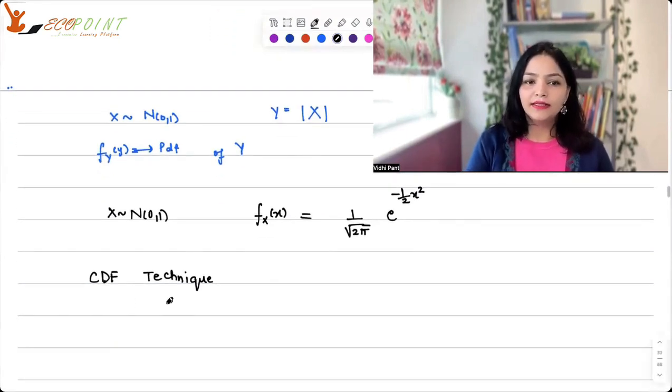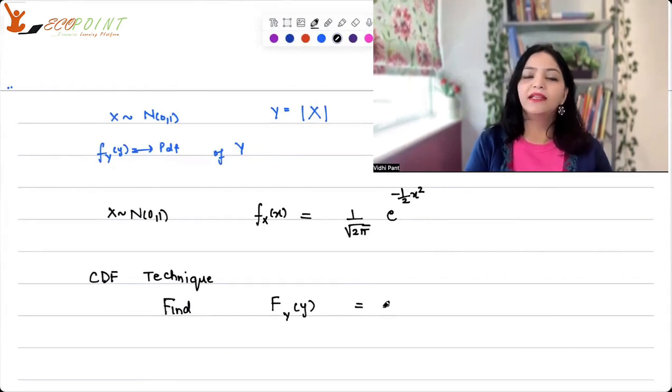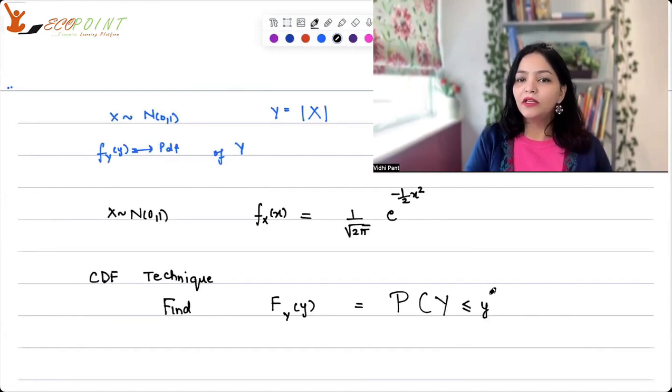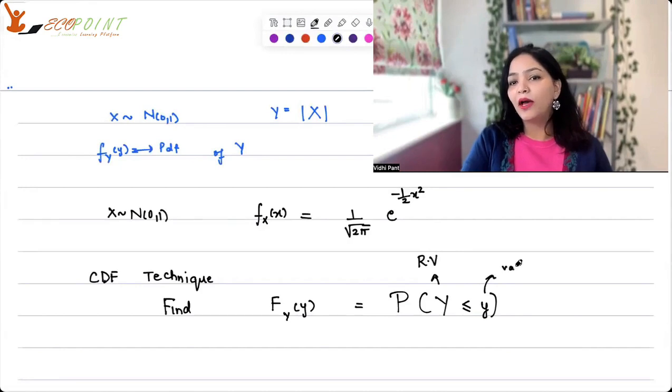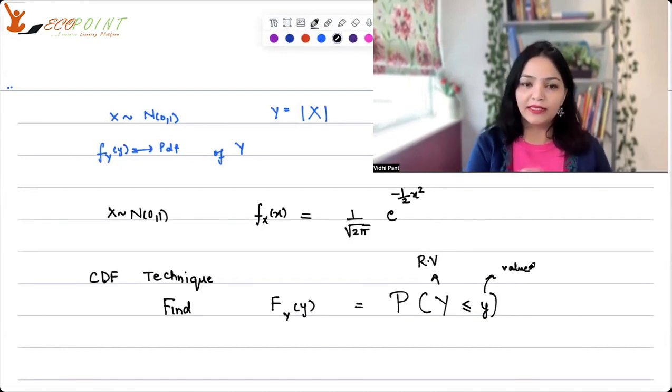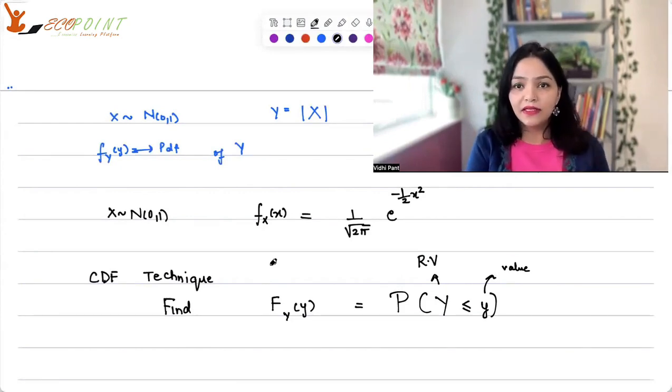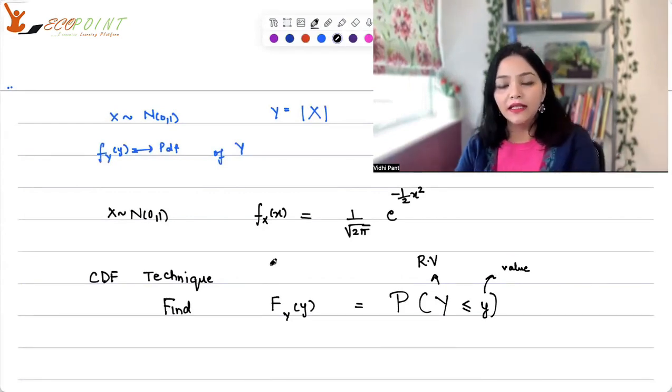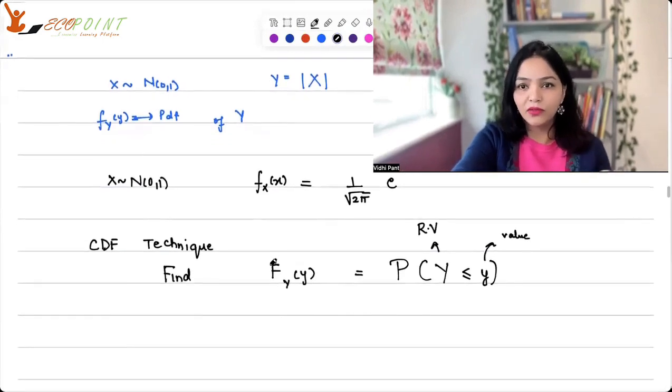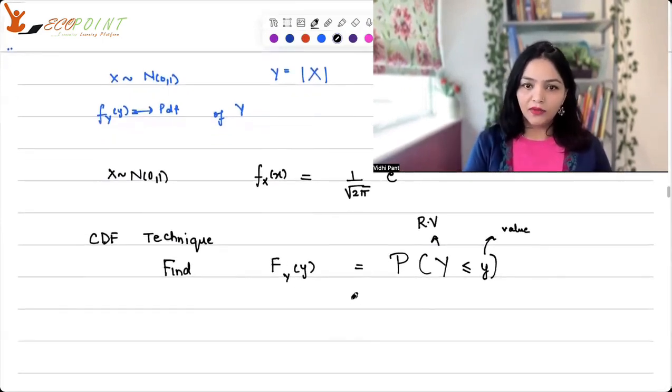So the CDF technique says that find capital F_Y(y). Now, what is capital F_Y(y)? Probability that the random variable Y is less than or equal to some value y. Okay, this capital Y is for the random variable. This is for the value that the random variable takes. This is what the CDF is. CDF is always probability till a point, cumulative distribution function. Okay, so that's what the CDF is.